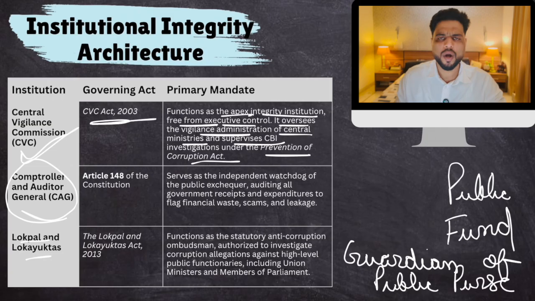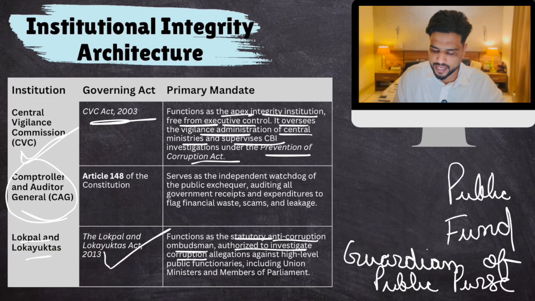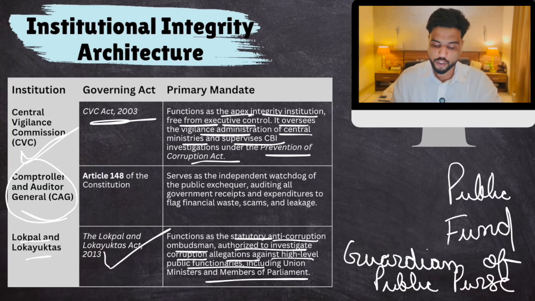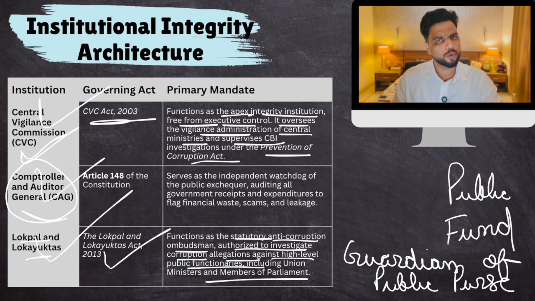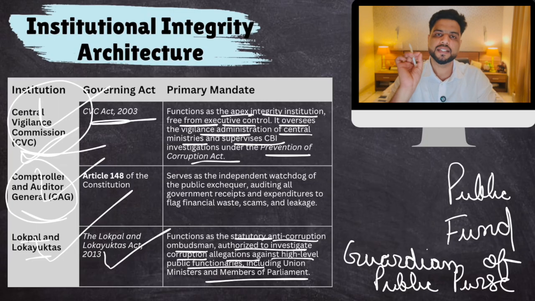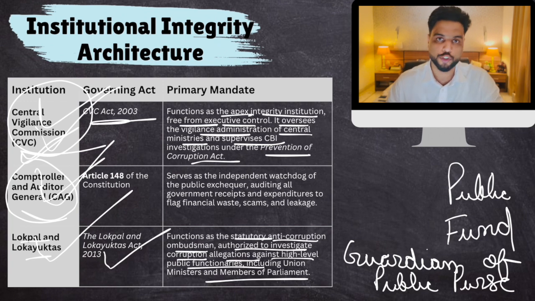Then Lokpals and Lokayuktas, they are also a statutory body, functioning as a statutory anti-corruption ombudsman authorized to investigate corruption allegations against high-level public functionaries, including MPs. So these are the three major agencies. It includes CBI also, but CBI functions under CVC. Clear? But still, despite these powerful institutions, corruption is still an issue in India.